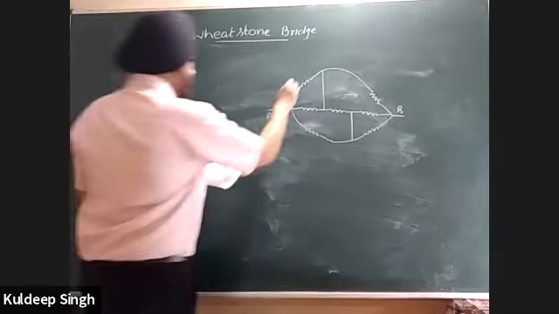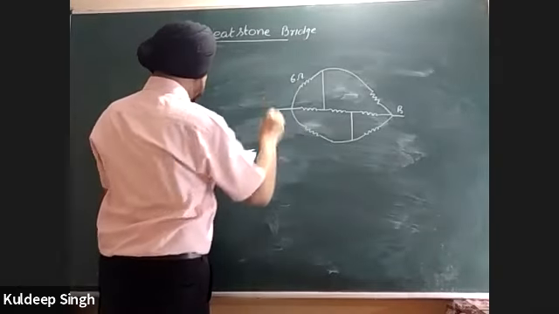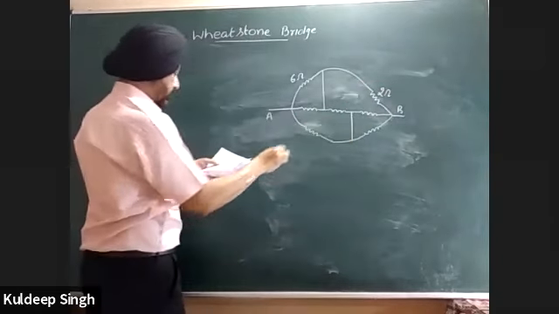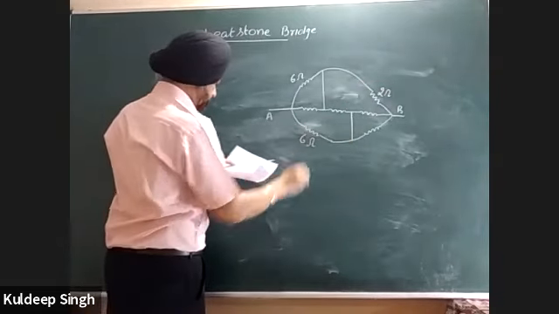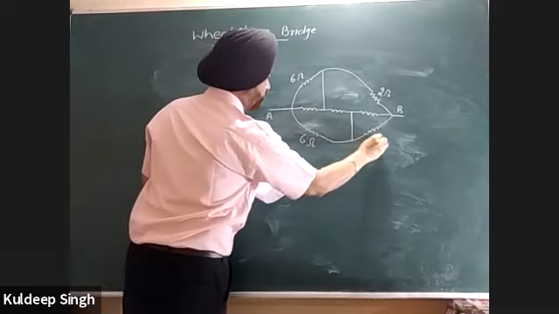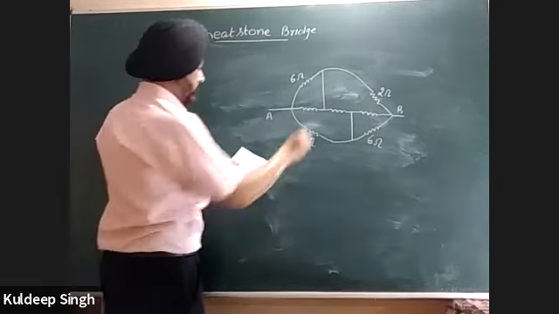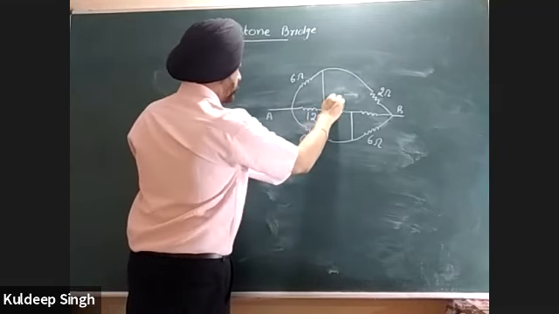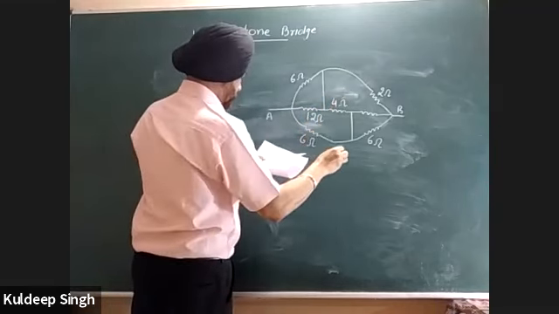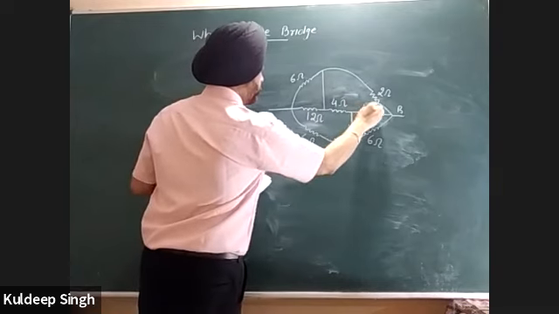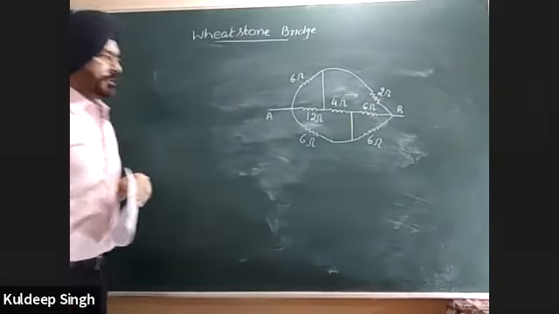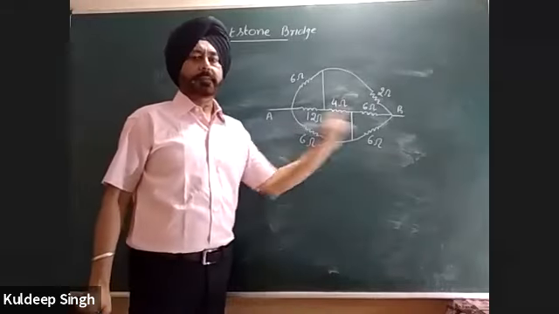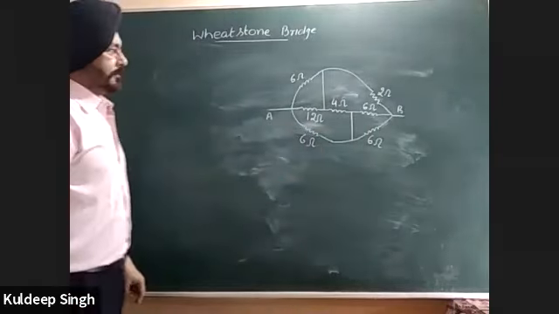So this is a 6 ohm, 2 ohm, then 6 ohm, 6 ohm, 12 ohm, 4 ohm, and 6 ohm. The question is to find the resistance between point A and B. Resistance, find out.